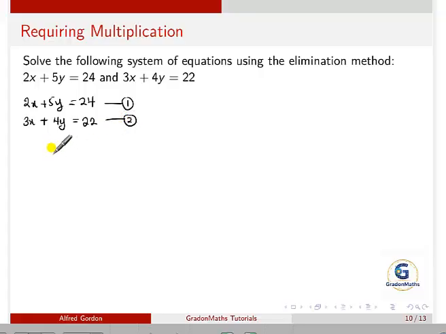In this simultaneous equation, when we check the coefficients of the variable x, they are different. Likewise, the coefficients of the variable y are also different. So we cannot do a direct addition or subtraction unless we multiply in such a way that our coefficients are equal. That is where we can think of adding or subtracting equation 1 and equation 2. So what can we do here?